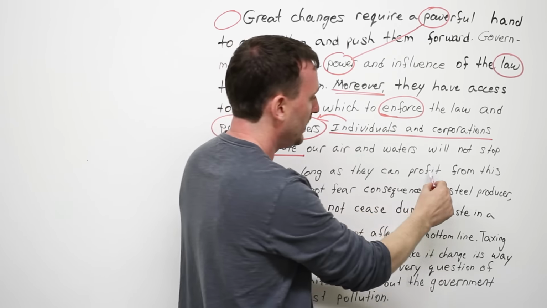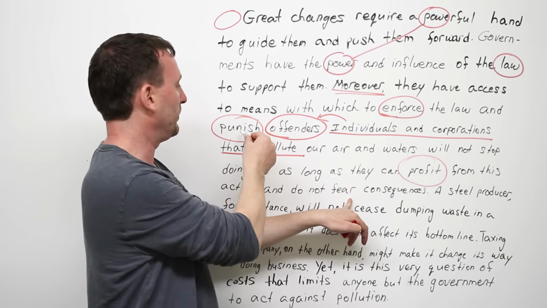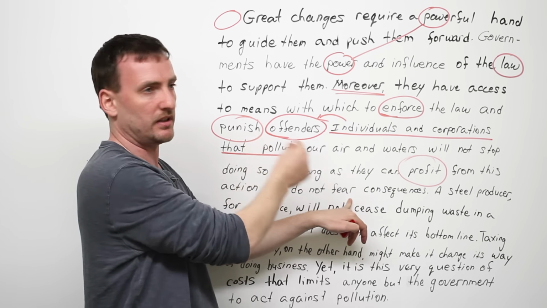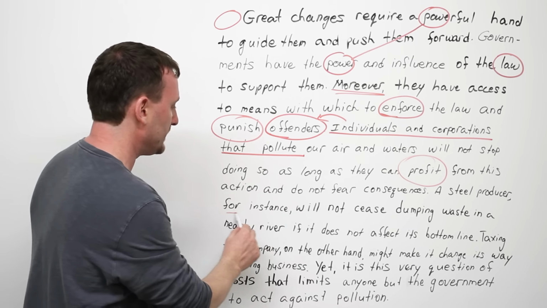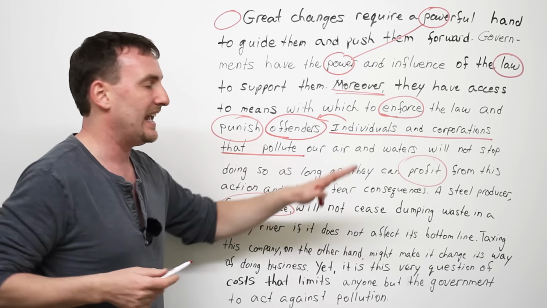Why do people pollute? Because it pays to pollute. Action, and do not fear consequences. So they don't fear punishment and the law doesn't scare them. Okay, and again, we're still talking about pollution. A steel producer, for instance, I'm introducing an example, okay? If you can introduce a real example, like the name of the steel company, even better, but I don't want to offend anyone, I'm keeping it a little bit more general. The steel producer will not cease.